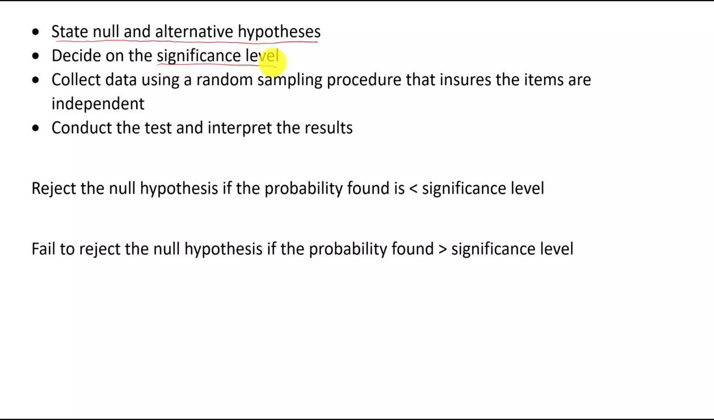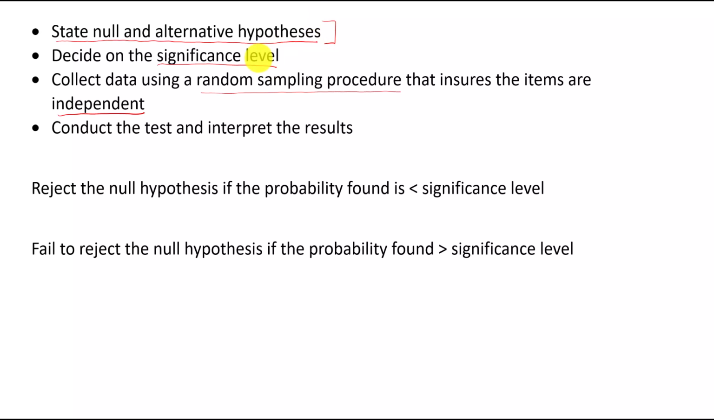When doing this, and again, we're not going to be the ones collecting the data, but if we were, we need to make sure that we're using a random sampling procedure that ensures the items are independent. Okay? And then we want to conduct the test and interpret the results. So that's kind of the process. What we're going to be focusing on is stating the null and alternative hypothesis and then using the significance level to either reject or fail to reject the null.